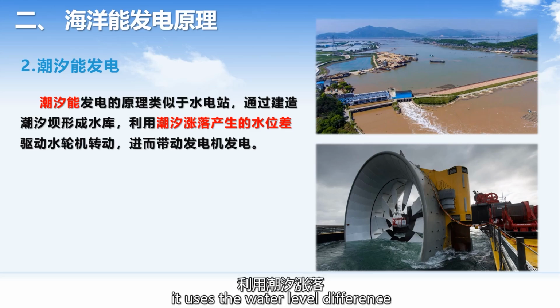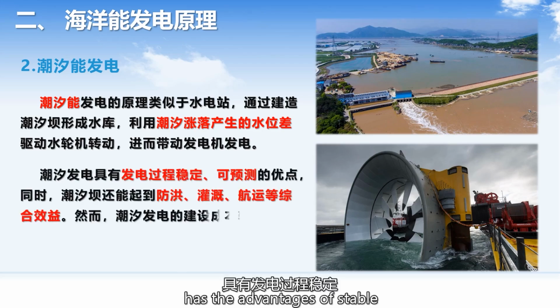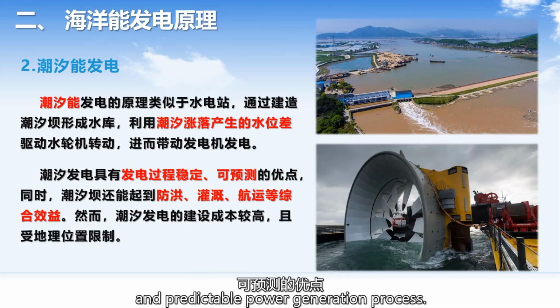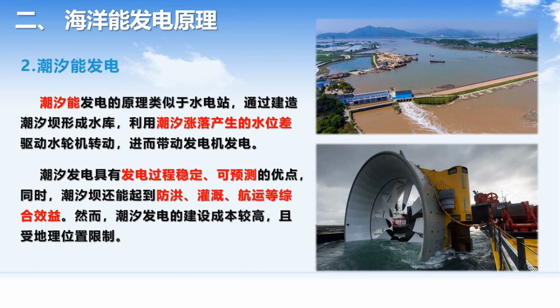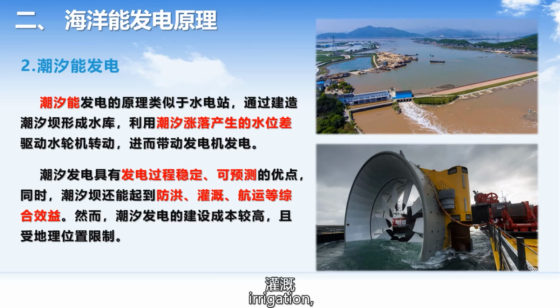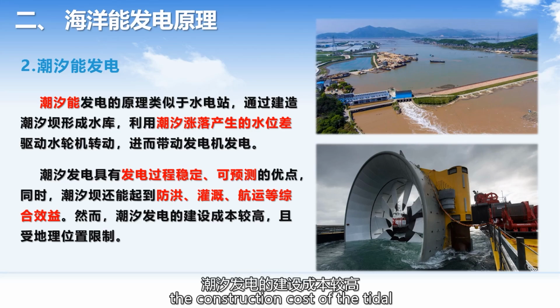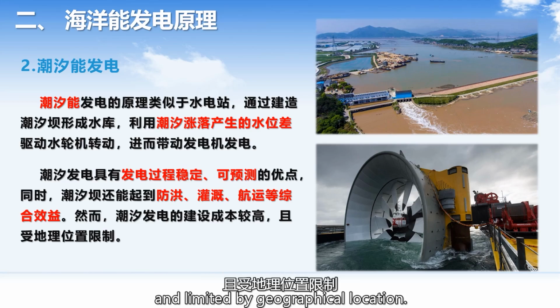It uses the water level difference generated by the tidal fluctuations to drive the turbine to rotate, thereby driving the generator to generate electricity. Tidal power generation has the advantages of a stable and predictable power generation process. At the same time, the tidal dam can also play a comprehensive role in flood control, irrigation, navigation, and other benefits. However, the construction cost of tidal power generation is high and limited by geographical location.